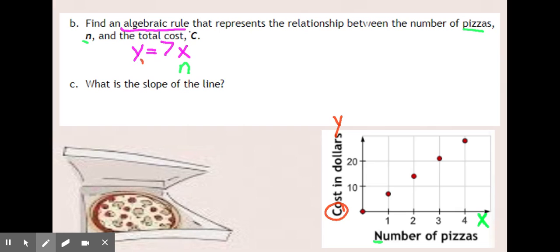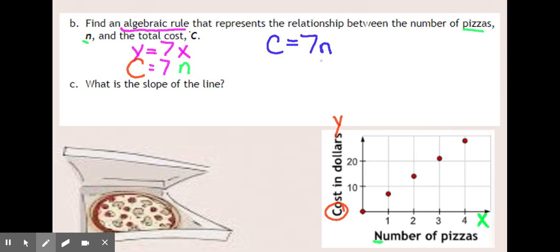So I just replace the y with the c, and my equal sign and my 7 stays the same. It is exactly the same as y equals 7x, c equals 7n. They are the exact same rule. It's just your question asked you to use different variables.